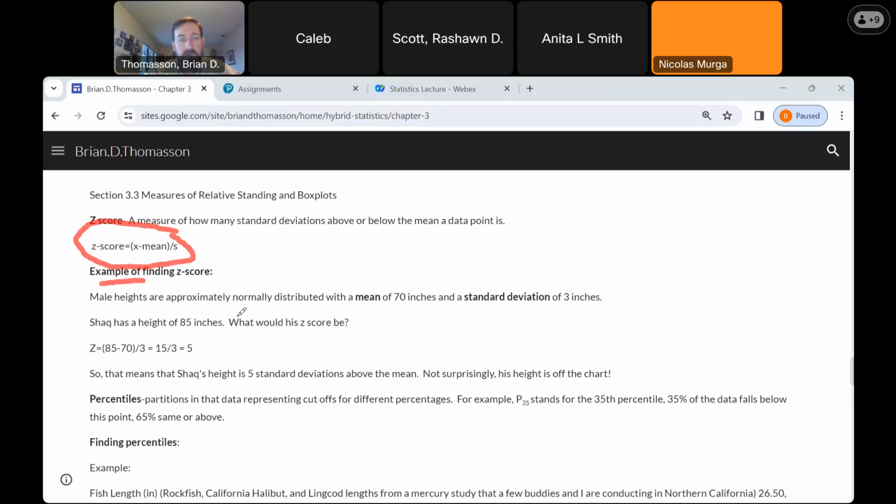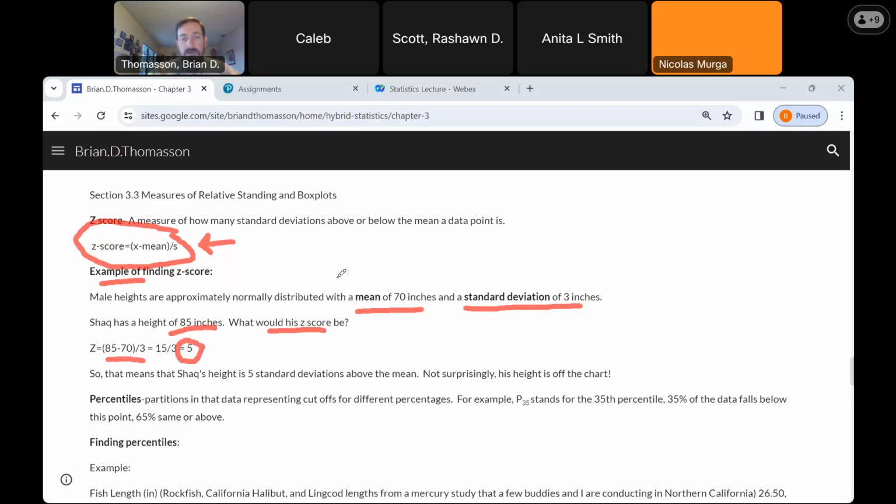Here it says male heights are approximately normally distributed with a mean of 70 inches and a standard deviation of 3 inches. We've seen that before. Shaquille O'Neal has a height of 85 inches. What would his z-score be? We plug that into our formula. Our score is 85 inches, our mean is 70, and our standard deviation is 3. So we have 85 minus 70 over 3, which is 15 over 3, or 5. That tells us Shaquille O'Neal's height is 5 standard deviations above the mean.